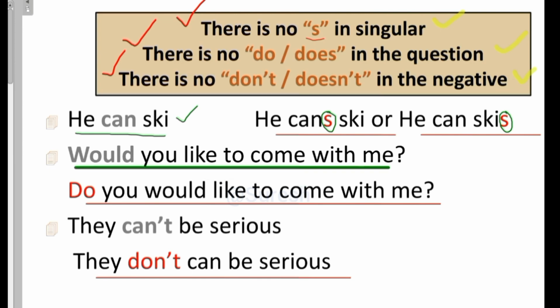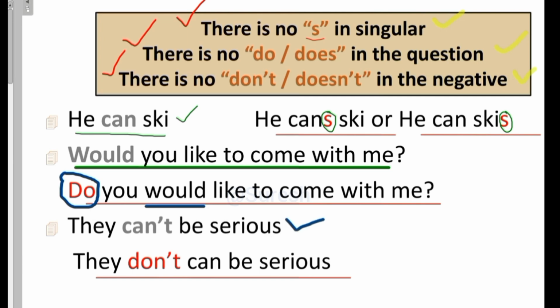And see the sentence given below: would you like to come with me? Perfect sentence. And there is no do to be used. We should not use any do when we use modal verbs in the question form. Just placing the modal verb at the beginning of the sentence makes it a question. So there is no need of using do or does. And you see the second rule. This second rule is applicable in this example given: would you like to come with me?